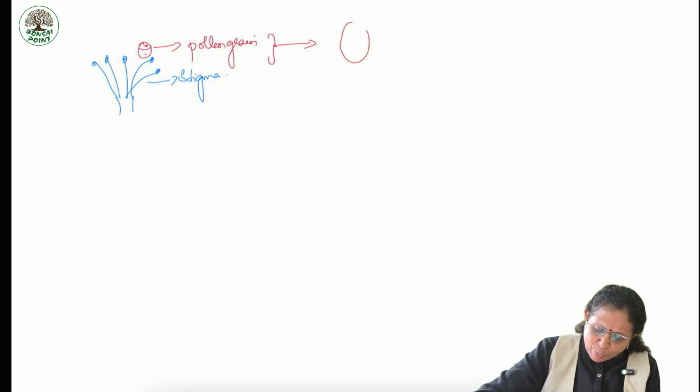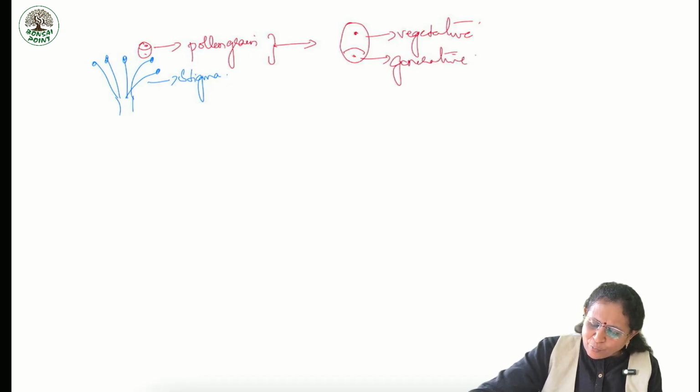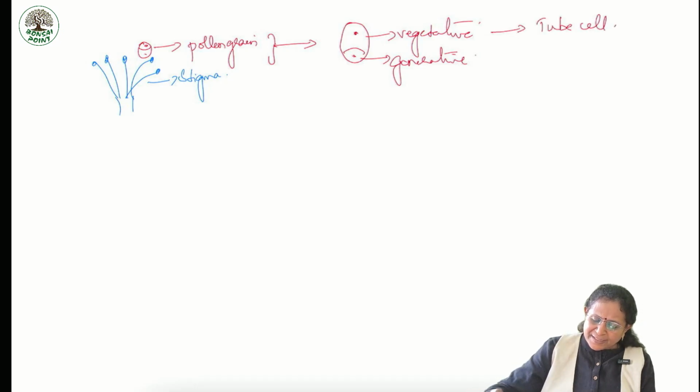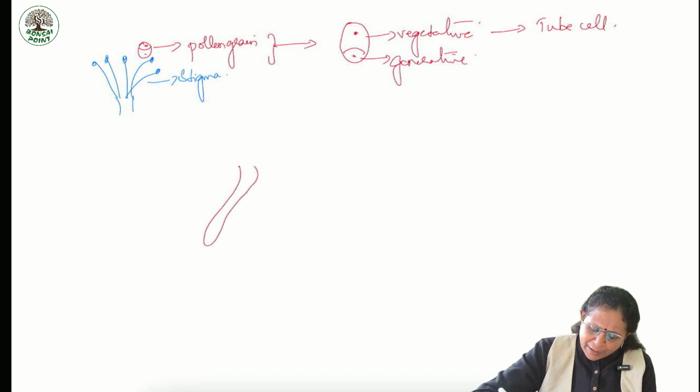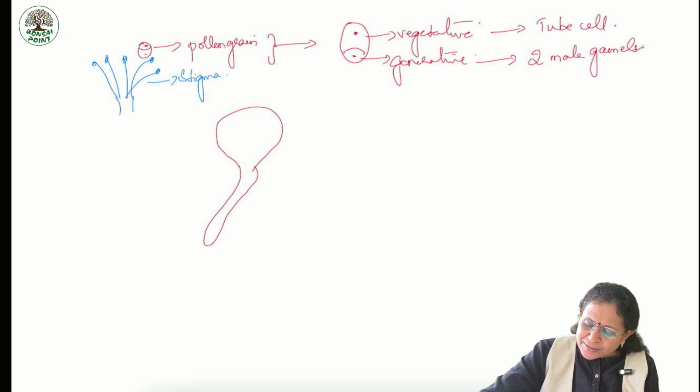This is a pollen grain which is two-celled. This is the generative cell. This is the vegetative cell. What's the other name for the vegetative cell? It is said to be the tube cell. What's the reason? In future, this vegetative cell forms a pollen tube, and this generative cell will give rise to two male gametes by undergoing mitosis again.